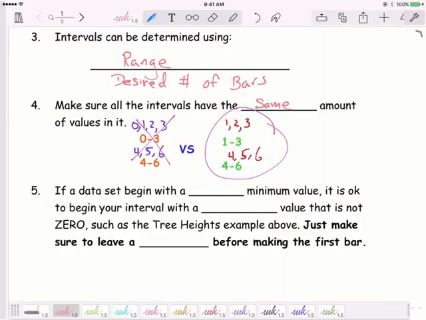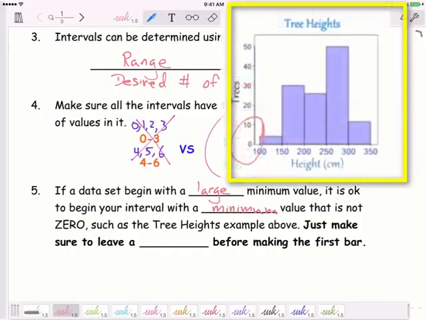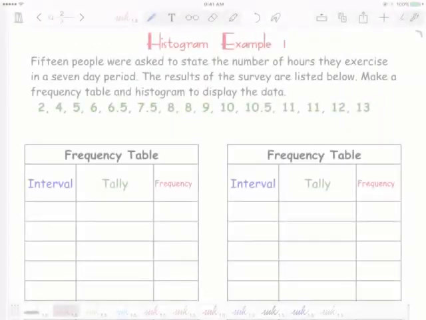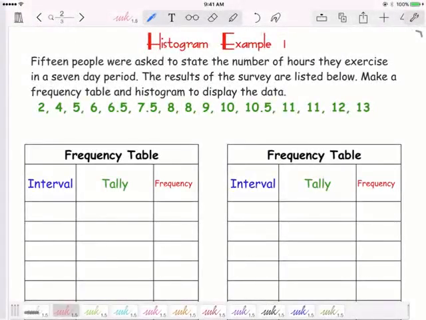Now, this is a tip. If a dataset begins with a large minimum value, it is okay to begin your interval with the minimum value that's not 0, such as the tree heights example above, which begins with 100. Just make sure to leave a space before making the first bar to show that you are not starting with 0. Now let's take a look at Histogram Example One.